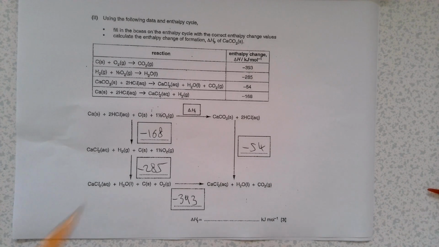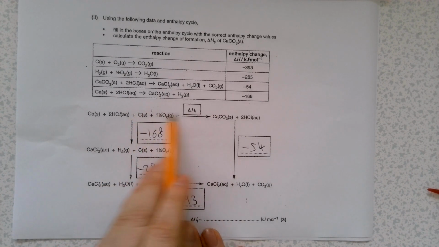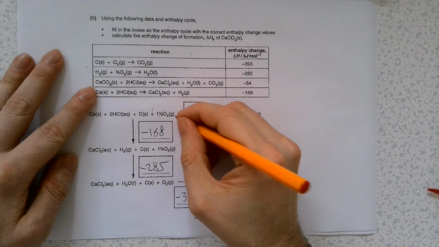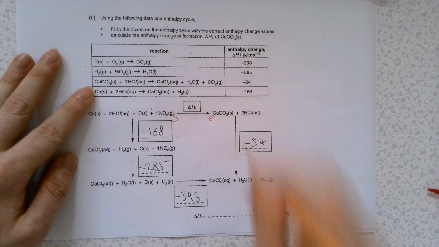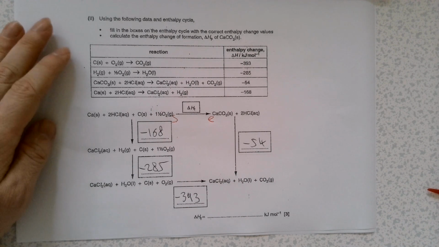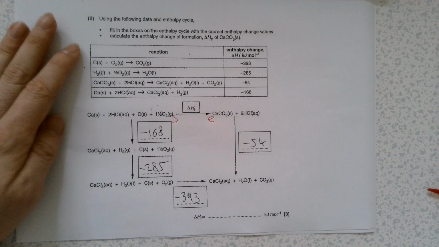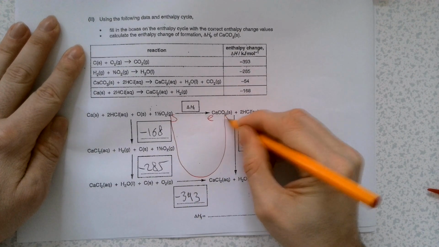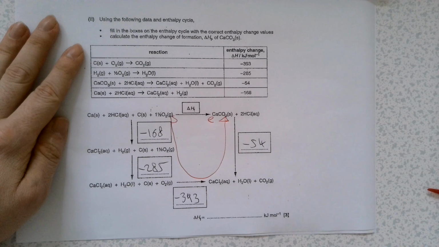We are trying to find this top equation here, the enthalpy of formation. Now this equation starts here and ends here. Hess's law says it does not matter what route you take as long as you start and end in the same place. So I'm going to go via an alternative pathway, starting here and ending here. And let's follow that through.